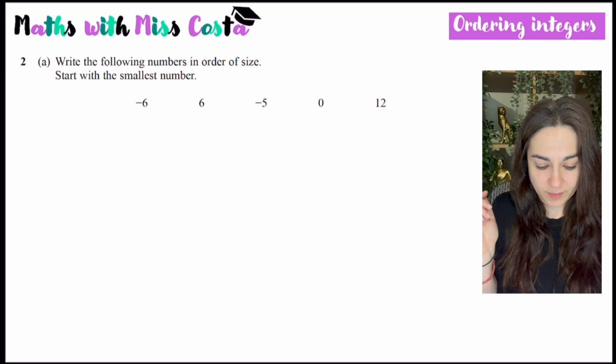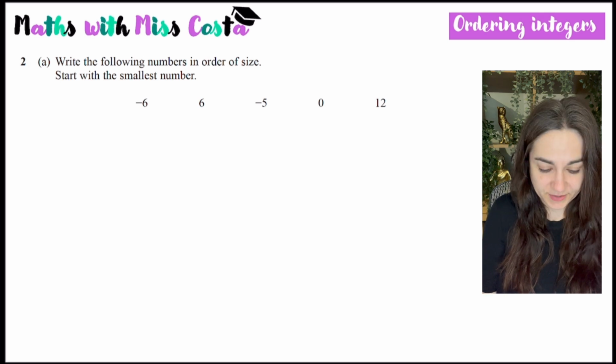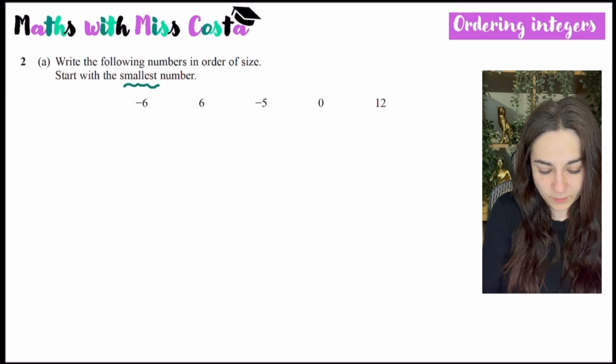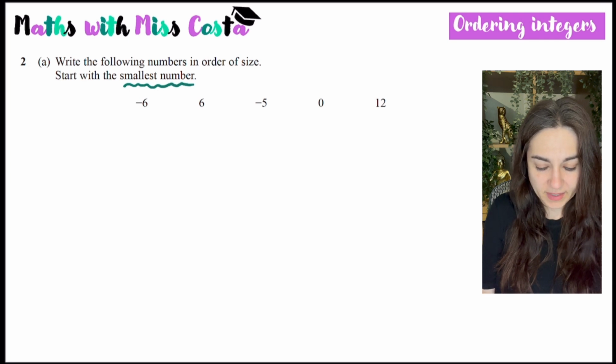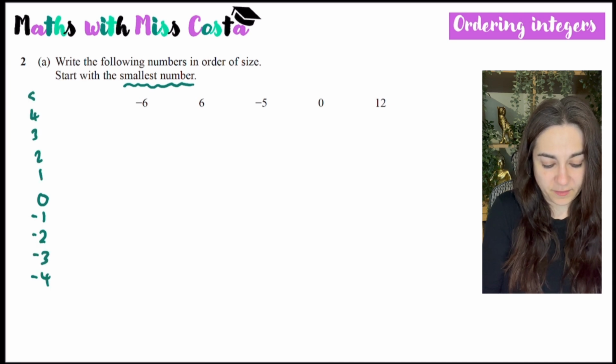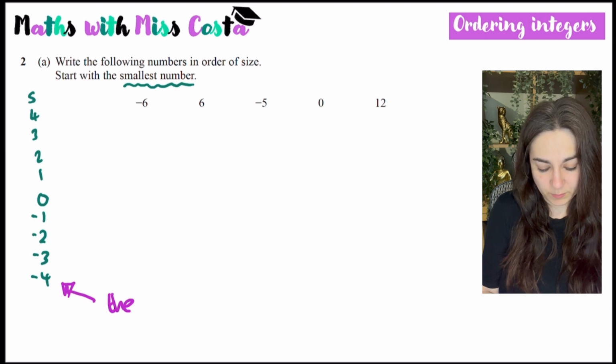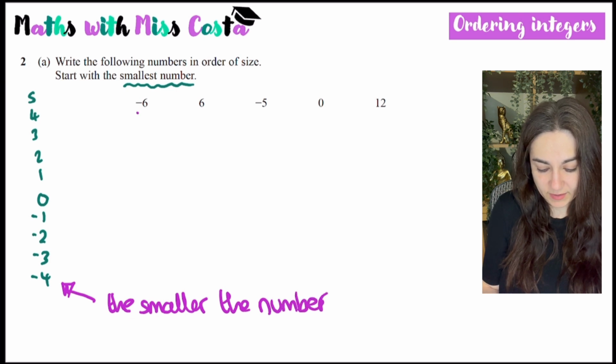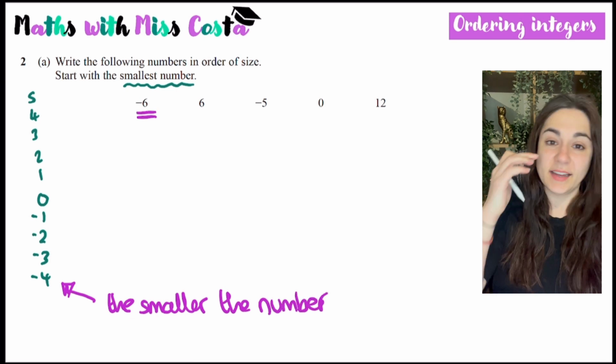Next we're ordering these integers. Integers are just whole numbers, in order of size, starting with the smallest number. Whenever we do this, it's helpful to maybe just sketch a quick little number line to help you out. The further down the number line we go, the smaller the number. So the smallest of these numbers would be -6.